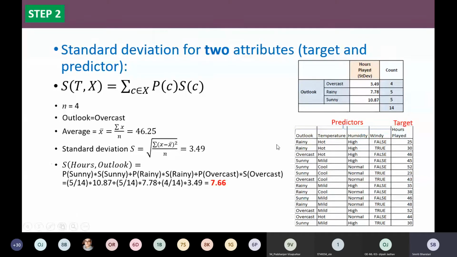So let us assume that we are picking up this attribute, say outlook. Now how many different values do we have for outlook? We have rainy, overcast, and sunny. So these three are the values for this attribute outlook. These three values we are going to consider, and one by one we are going to compute the standard deviation for this attribute collectively.